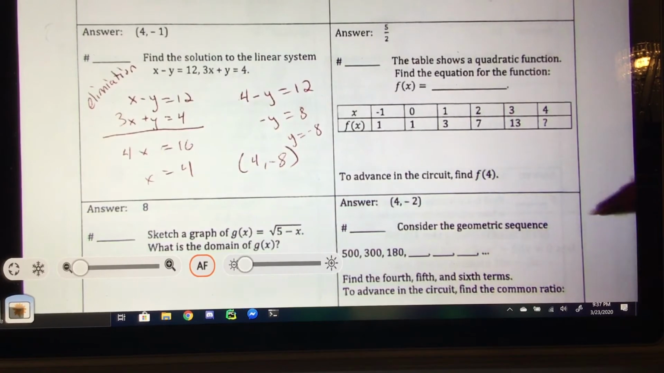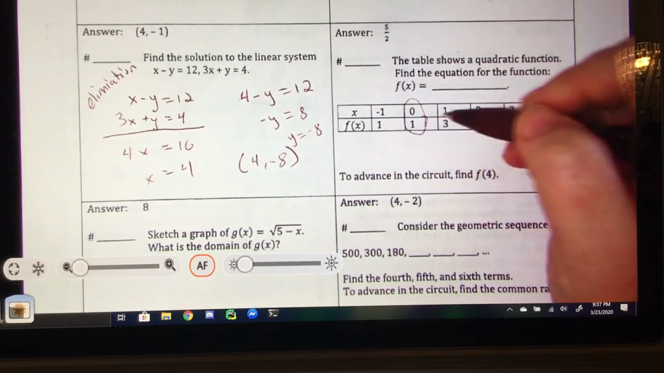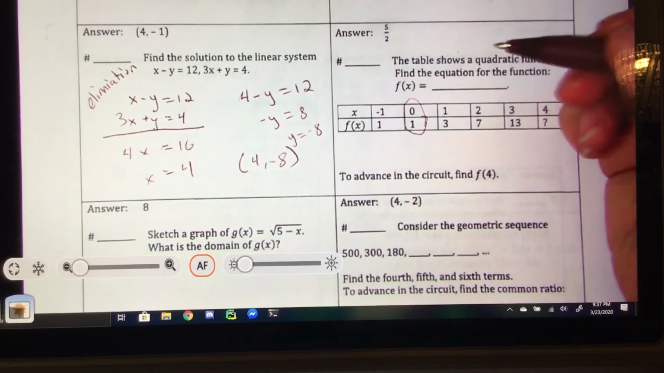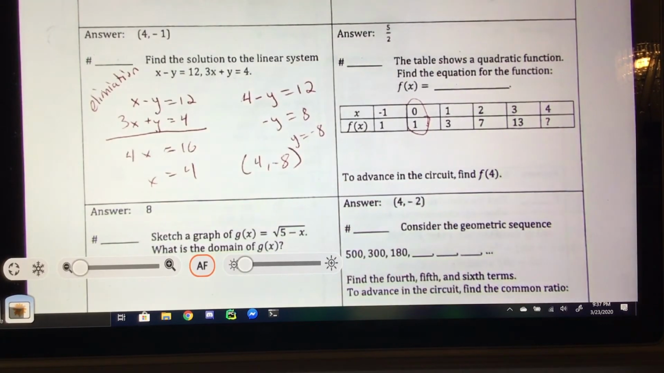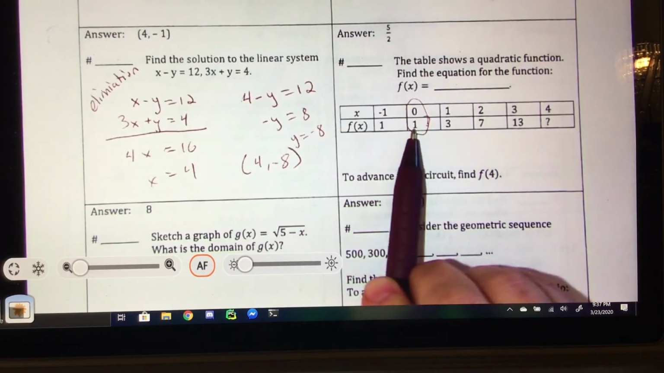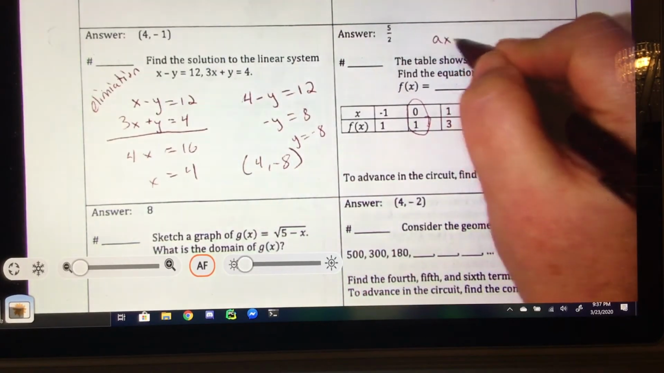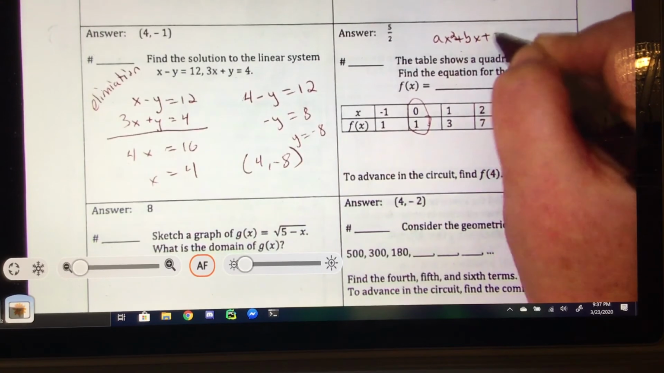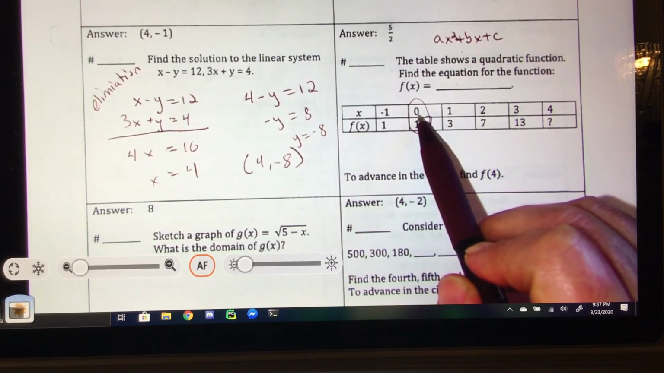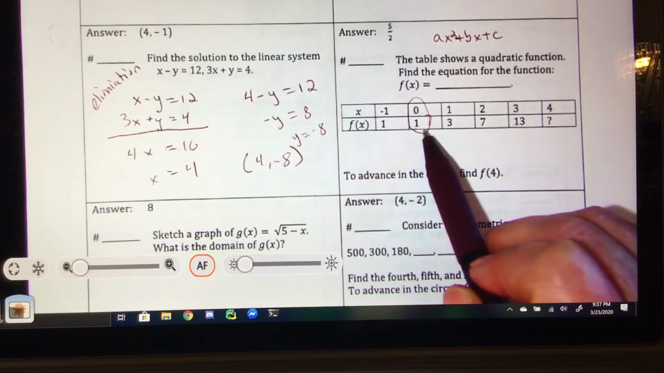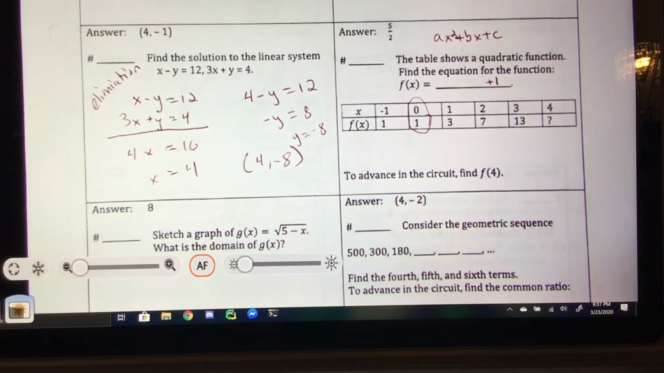Okay, this next one, this one's kind of difficult. I never taught it in Math 2, and unless you had Math 2 honors, you would not have learned how to make the quadratic equation. So I'm just going to kind of give it to you. This one, 0, 1, because remember you have ax squared plus bx plus c. If x is 0, then c is going to be your y-intercept. So I know I'm going to have a plus 1 at the end.